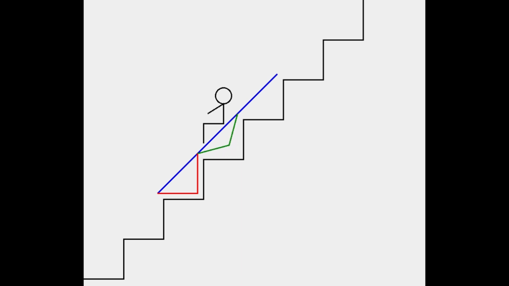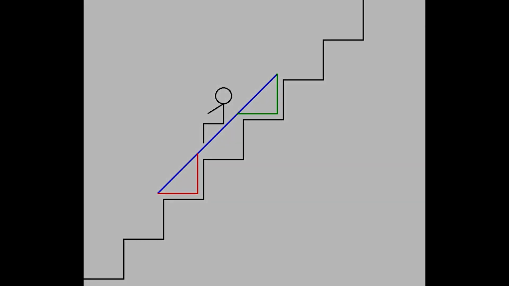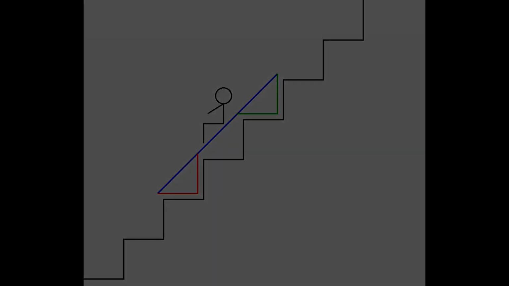Then the upper green triangle collapses, moves, and expands again, with the weight of the stairwalker supported by the red triangle. It ends up being in the same situation as we started in, except one step further up. Repeat until you get to the top.